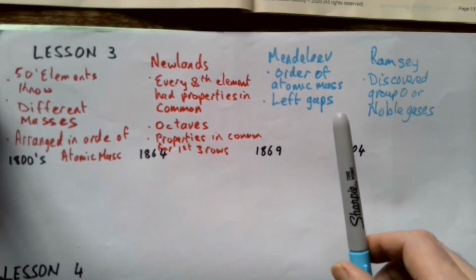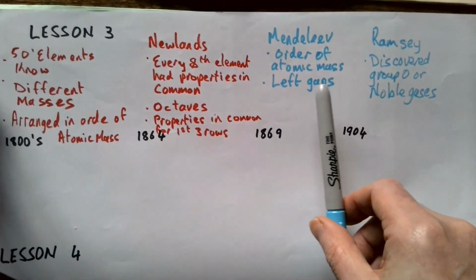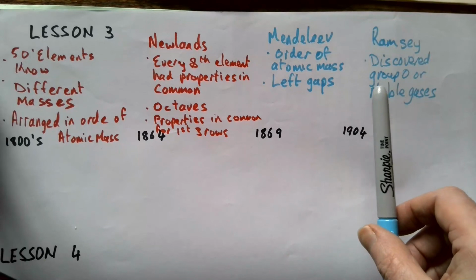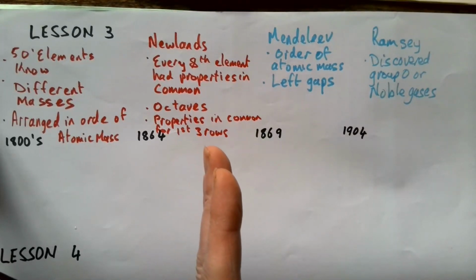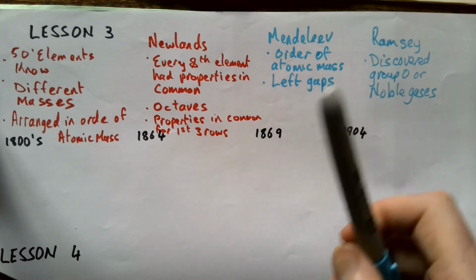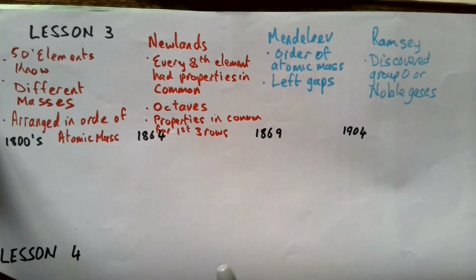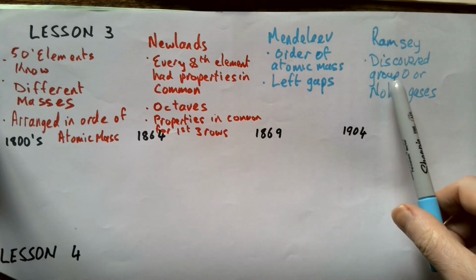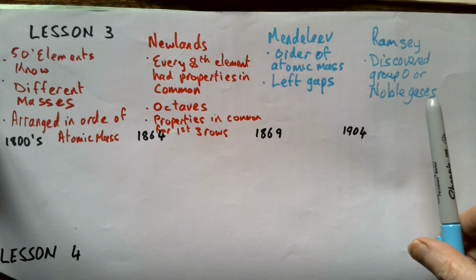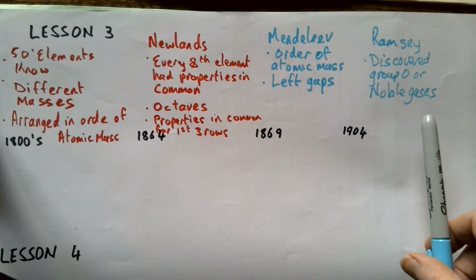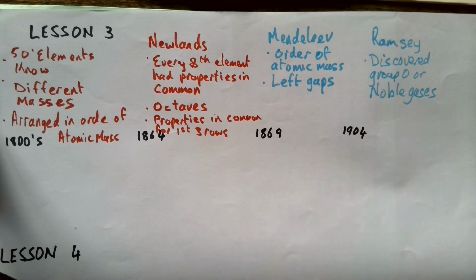Then we have Mendeleev, who also arranged by atomic mass, but he realized that there were gaps in the table, so he didn't necessarily put one element beside the next. He realized there was something missing, so he left a gap. But he was then able to predict the properties of the elements in those gaps. So he had his groupings with gaps in them. And then in 1904, William Ramsay discovered group 0, which had been undiscovered up to that point because they're completely unreactive. He called those gases the noble gases.